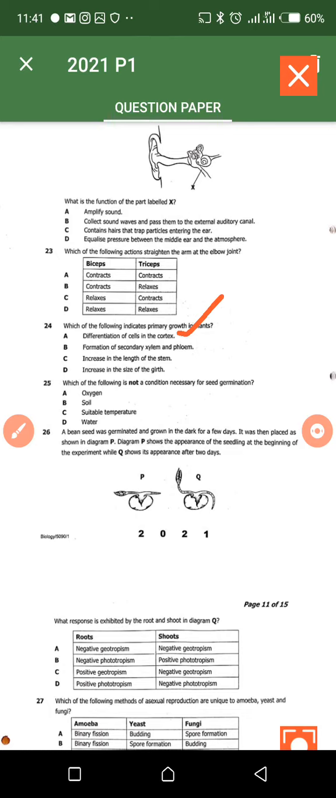Then 25, which of the following is not a condition necessary for seed germination? This is straightforward. We don't need soil for germination to take place.